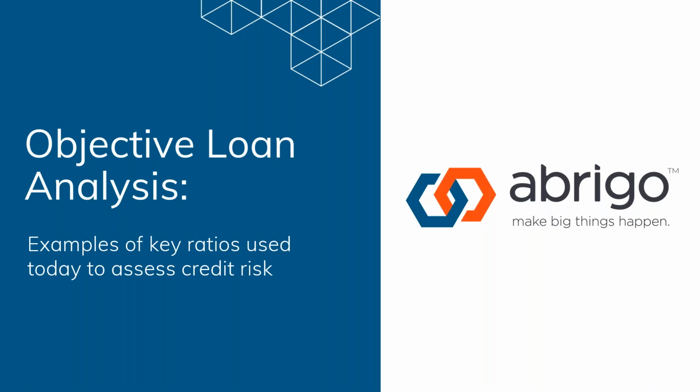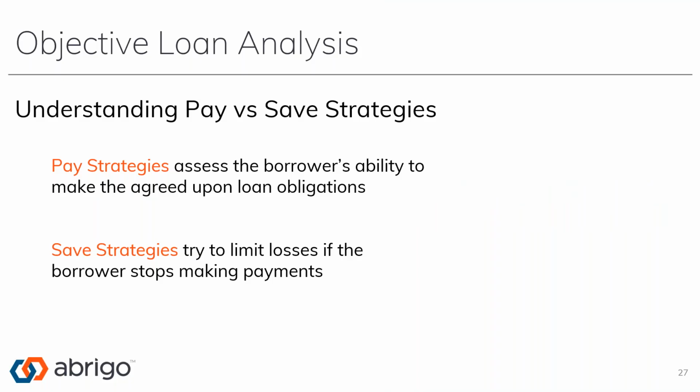And here we're really going to talk about objective loan analysis. We're going to give you some examples of some key ratios, break it down, talk a little about how you measure and how you weight things, and then pull this all together for you. But the first thing to understand is pay versus save strategies. I alluded to that a little earlier with some of the different types of capacity, objective and subjective things that we went through.